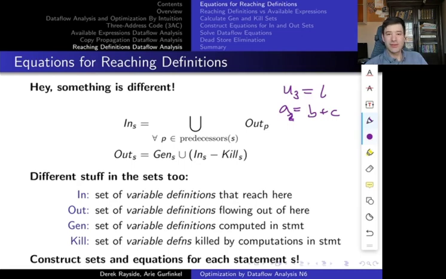Gen is a set of definitions computed by the statement. In our simple language, gen is either empty because the statement doesn't define anything, or it's going to be exactly one new definition because the statement is just an assignment, where something is assigned somewhere. And kill is a set of all definitions which are killed by the statement, all definitions which no longer are available because we've changed something, because we've reassigned.